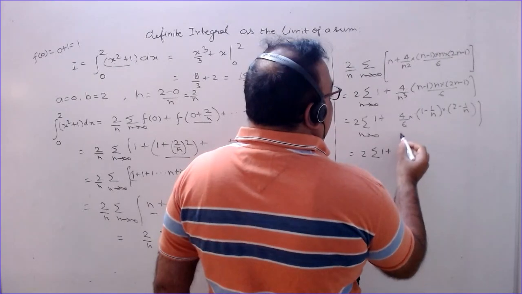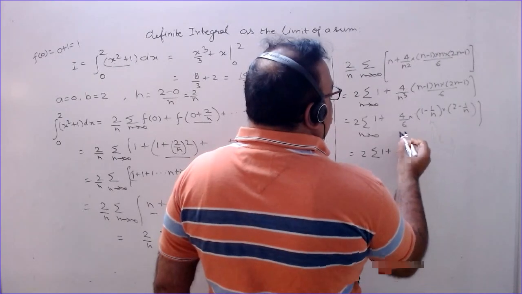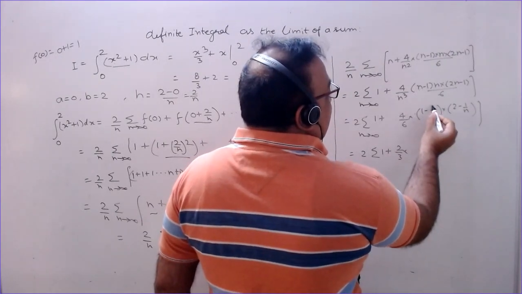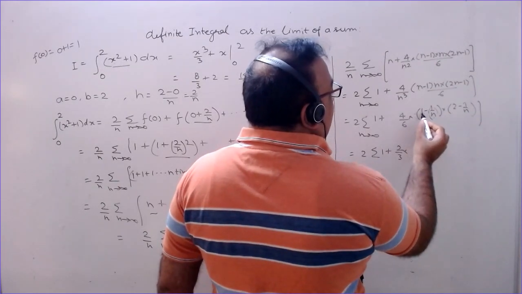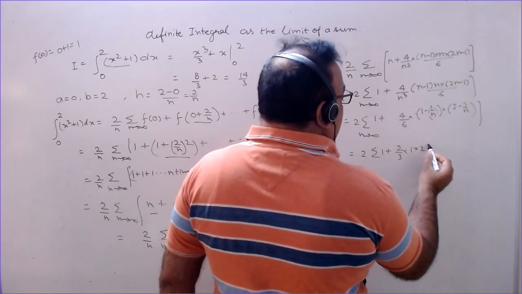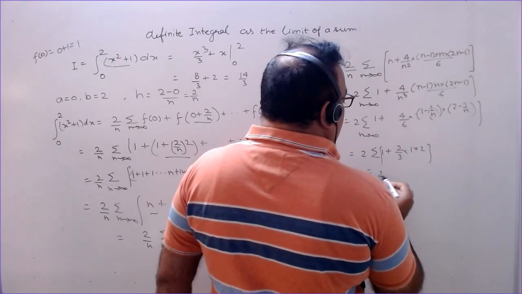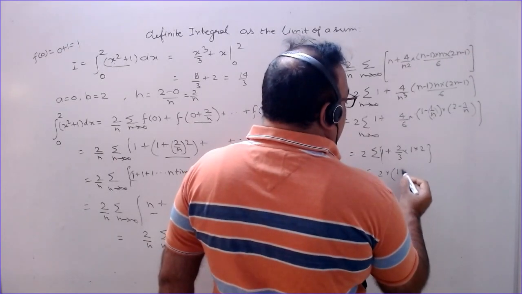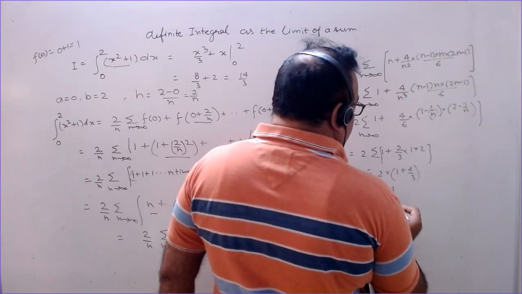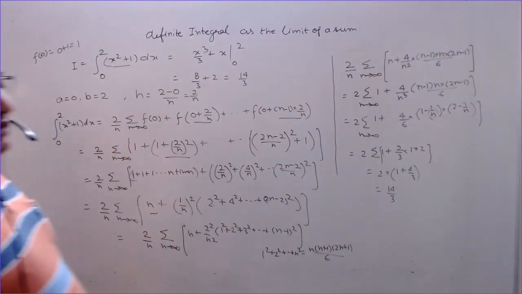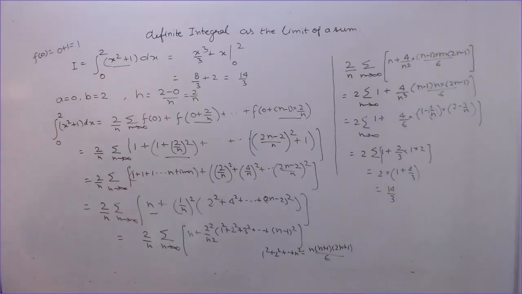So 1 plus, the infinity here, this term is 0, similarly this term is 0. 2 by 3 into 1 into 2. So 2 into 1 plus 4 by 3. This is 14 by 3. So this is how you can solve this type of question.